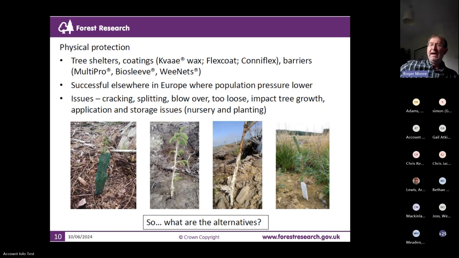And we would only really advocate them being used where we know what the population is, and I'll tell you how you do that in a minute, and the population pressures are medium to low from hylobius. It can give you that little bit of extra protection that you wouldn't get without using them. But of course, they're expensive. The issues that we find are that the coatings crack and split, the barriers blow over, they can be too loose, and the hylobius can get in around the barrier. They impact tree growth. And there are also application and storage issues for nursery and planting. So it makes the planting process, generally speaking, less efficient. So what are the other alternatives other than the more familiar ones? Next slide, please.